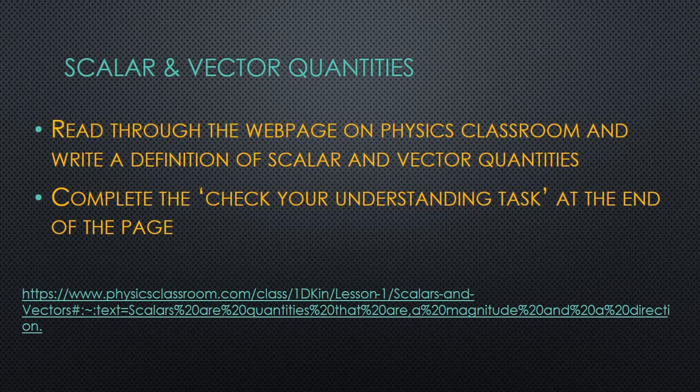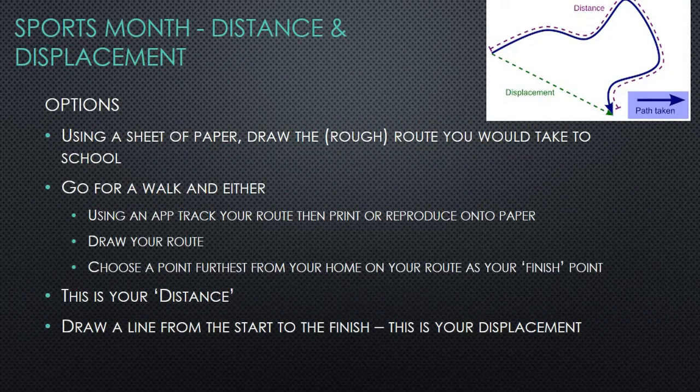Okay, that's the introduction, which sets us up. Your main activity this week is looking at distance and displacement, which are two different types of quantities. So one's a scalar, one's a vector. You'll have seen from the website which one's which. I'm going to focus this with a little thought towards Sports Month as well. So this is your chance to add some numbers, some results into your Sports Month, whichever house you're representing. Your options are as follows.